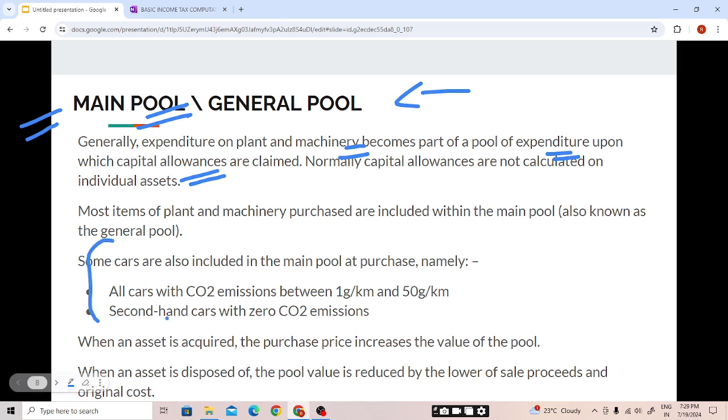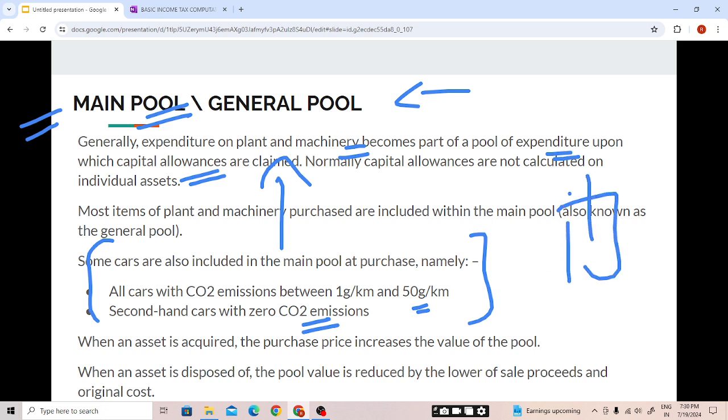And we had seen two types of cars which are included under the main pool. Cars with CO2 emission between 1 gram and 50 gram per kilometer, and second-handed cars with zero CO2 emission. And student, we have also seen when an asset is acquired, it increases the value of the pool.